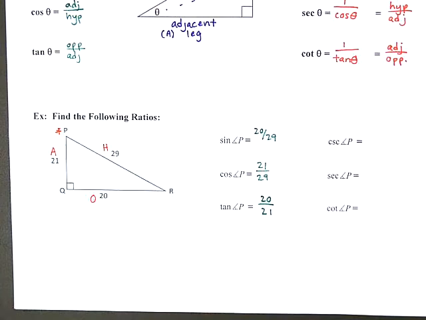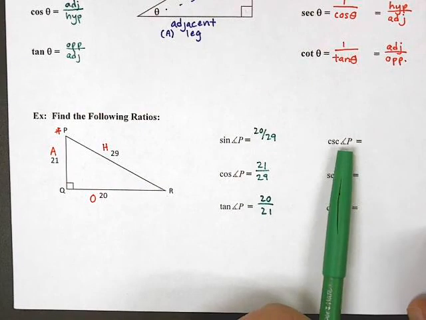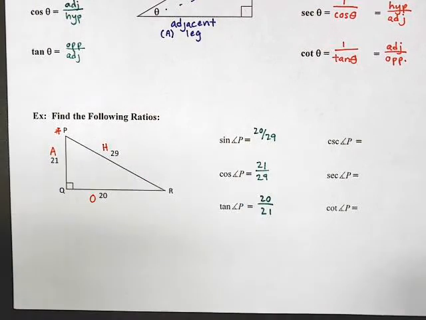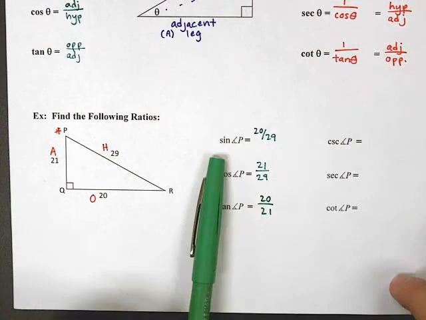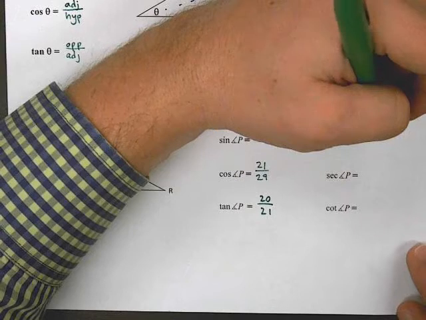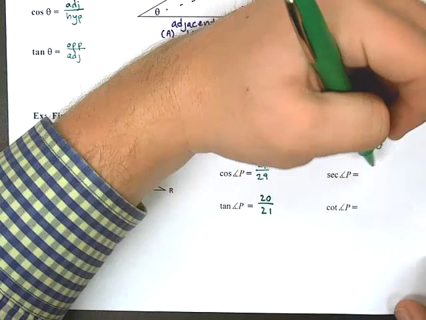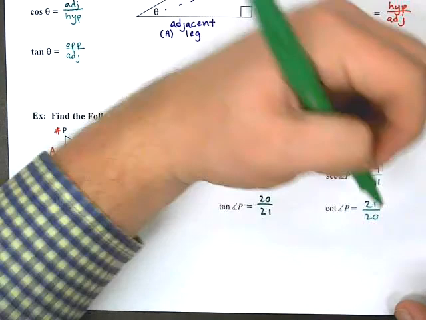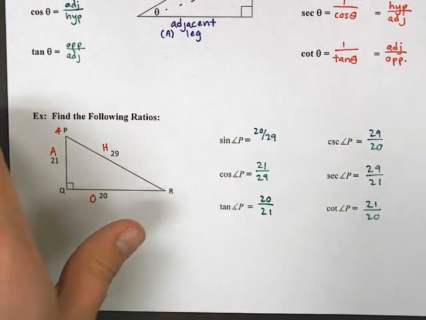Alright? Now be very careful here. You guys now know that because cosecant and sine are reciprocals of each other, you can just take this and flip it, and that's fine. Just be aware that sometimes you're not going to have sine and you're going to be asked for cosecant, so you might have to find sine first. Alright, so here we can just say 29 over 20, because we already had sine, we can just flip it, 29 over 21, and 21 over 20. Alright, okay, let's keep going here.